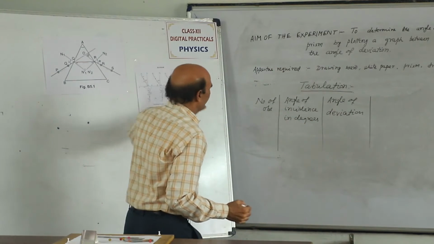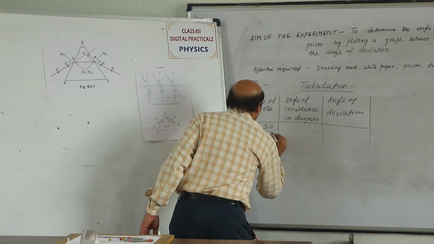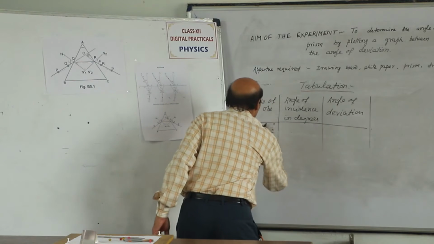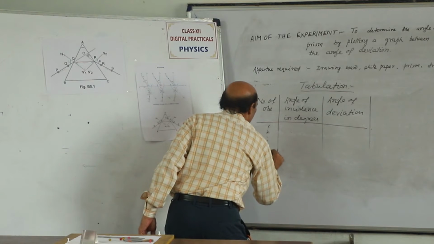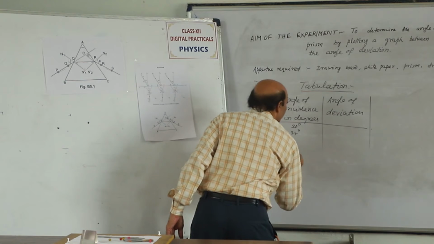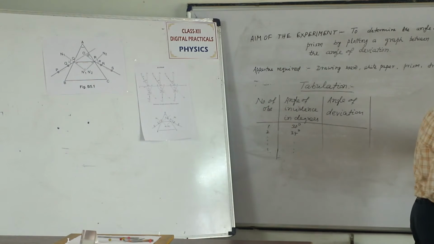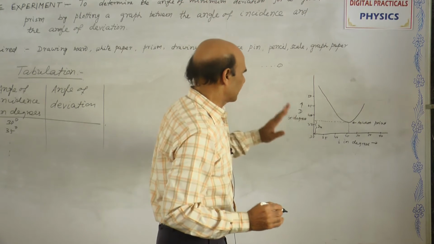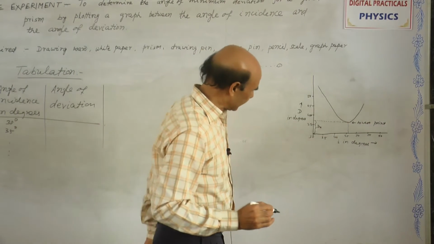Now, suppose you take values from 30, 35 up to say 50 degrees, the angle of incidence 30 degrees, 35 degrees, etc. Then note down the corresponding angle of deviation and plot a graph between angle of incidence versus angle of deviation. That is, here i in degrees, here D in degrees. The graph will be like this.